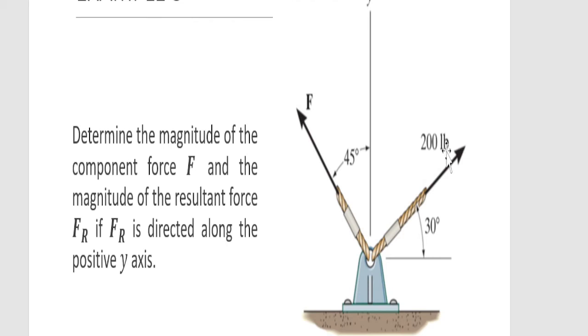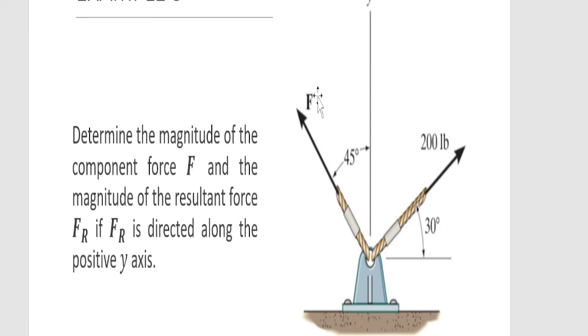Then we have example number 3. Determine the magnitude of the component force F and the magnitude of the resultant force FR if FR is directed along the positive y-axis. So the y-axis is where there's a resultant, so it's easy to compute. We have a force F which makes a 45-degree angle to the y-axis, and a 200-pound force which makes a 30-degree angle to the horizontal plane or the x-axis.